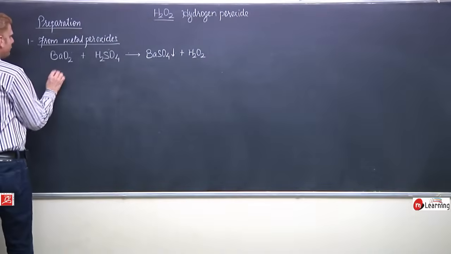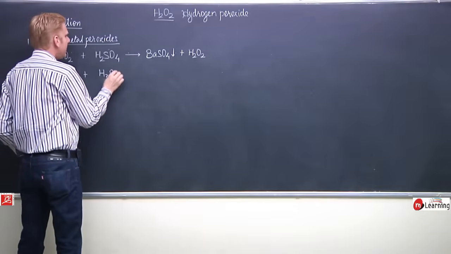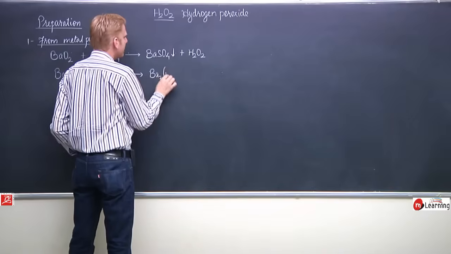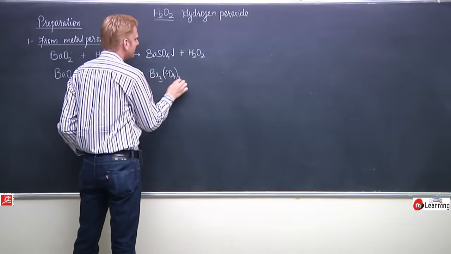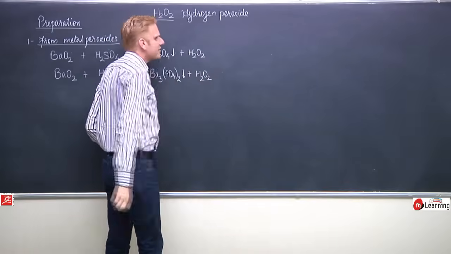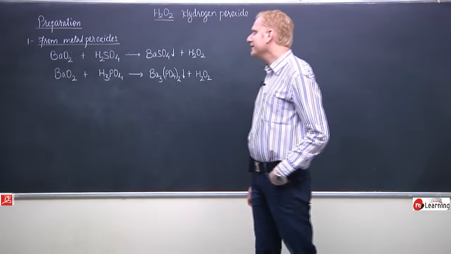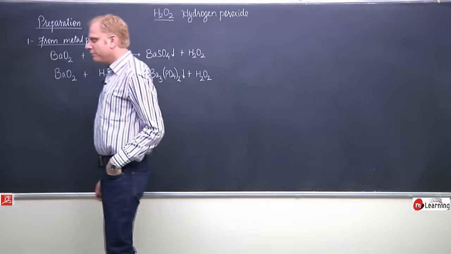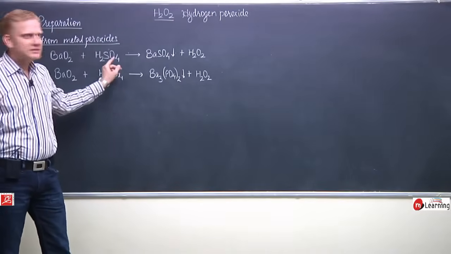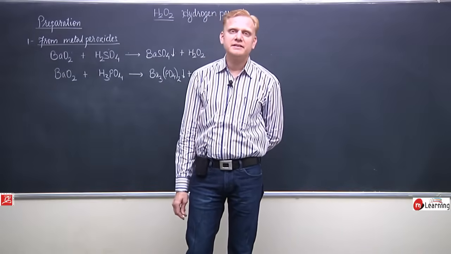Another method from metal peroxide, taking the same barium peroxide, is by using the acid orthophosphoric acid. Of course, there will be a difference only in the byproduct. We get barium phosphate along with hydrogen peroxide. Now in the reasoning questions, one thing is important here, that the preferred acid for the reaction is phosphoric acid. Instead of sulfuric acid, phosphoric acid is preferred in this method.